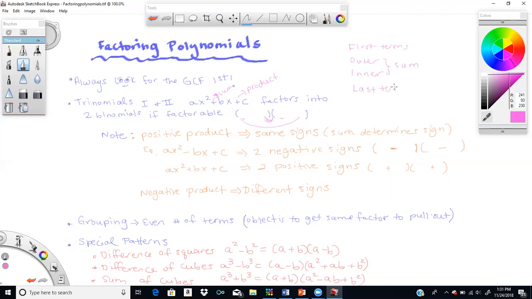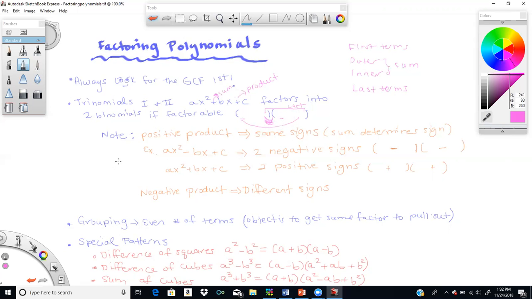Last terms, which gives you your product. And so you have your last. You have your first, this one. You have your inner and your outer. I call it the little smile and the big smile. So that determines your sum.